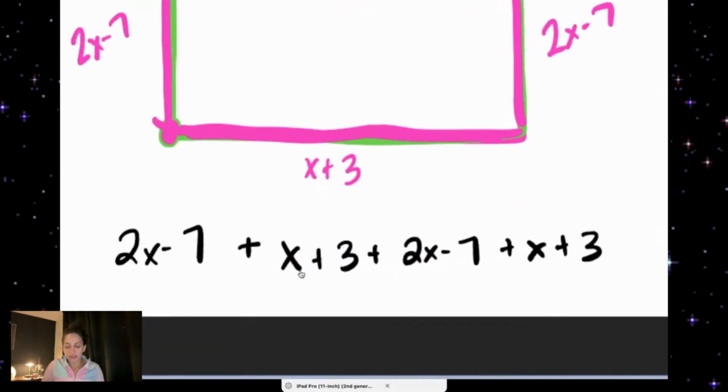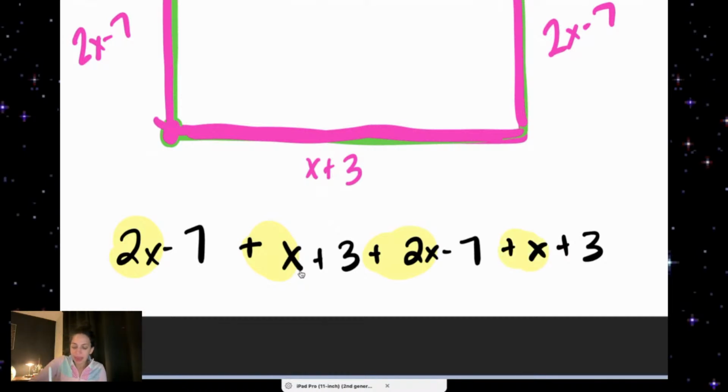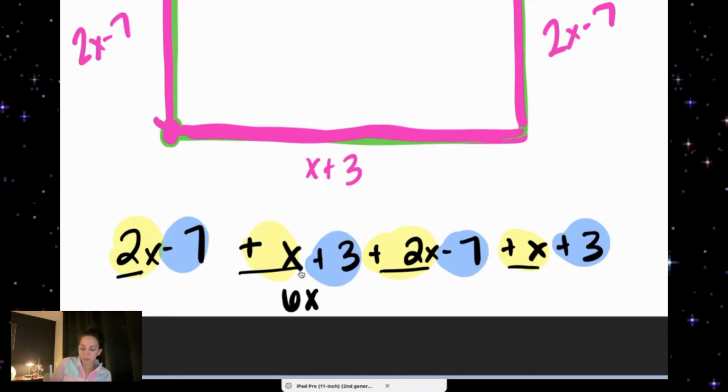So let's go ahead and look at this. I'm going to look to see where my like terms are. So I'm going to add or subtract all of my x terms and all of my constants. So all of my x's are positive. So I have 2 plus 2 is 4. 4 plus 1 is 5. 5 plus 1 is 6. So I have 6x.